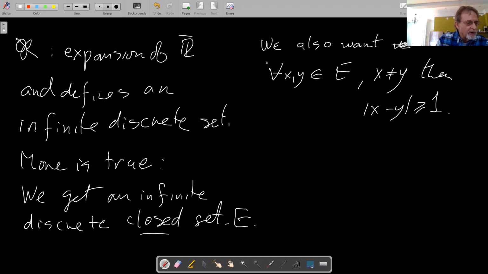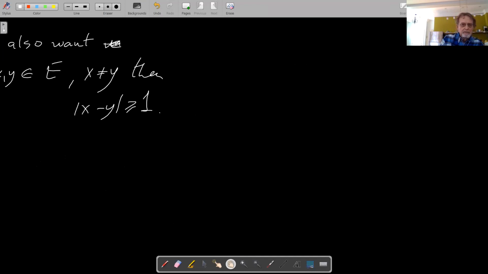So now we start to get the picture that we want here. We don't know that they really are that well separated, but okay, we can pretend they are. We know they're all at least 1 apart. Now, one thing we already know about this: here, E is going to be our definable infinite discrete set.